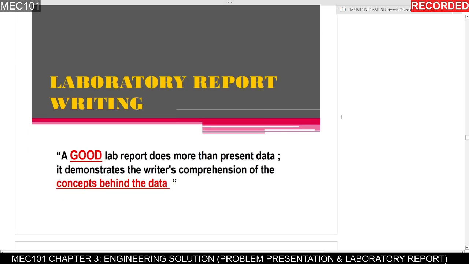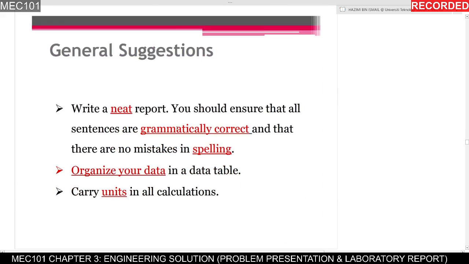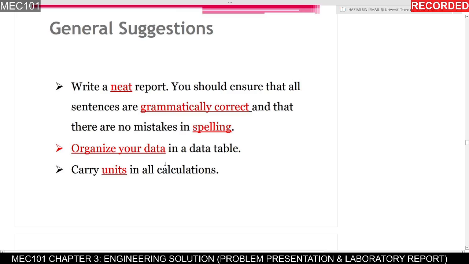This one I want to go into more detail because this is one of the important things in engineering or any scientific work. General suggestions: first, for sure, you have a neat report. You should ensure that all the sentences are grammatically correct and that there are no mistakes in spelling. Now we have spell check and grammar check in Microsoft Word and other word processing software, so it becomes easier. You can do the grammatical check and prevent grammatical errors in your report.